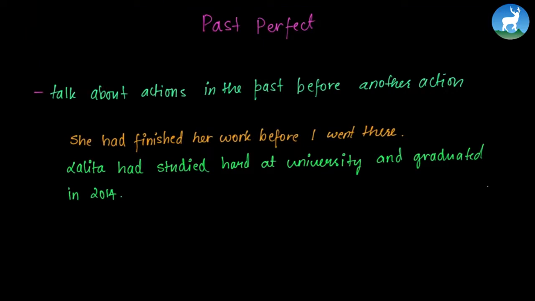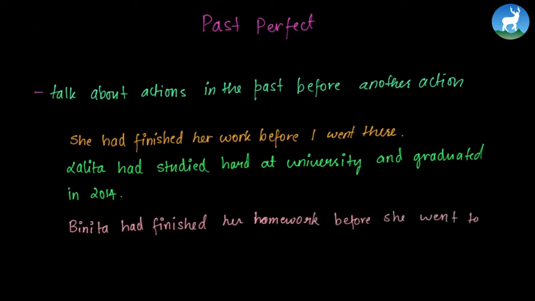Lalita had studied hard at university and graduated in 2014. So one action in the past that she had studied very hard, and then she completes or graduates from university in 2014. Another example. Binita had finished her homework before she went to bed. So first she finished her homework, and then another action is she went to bed.